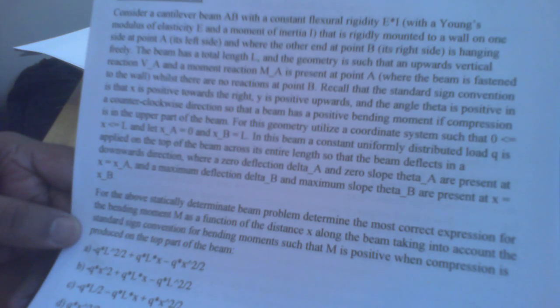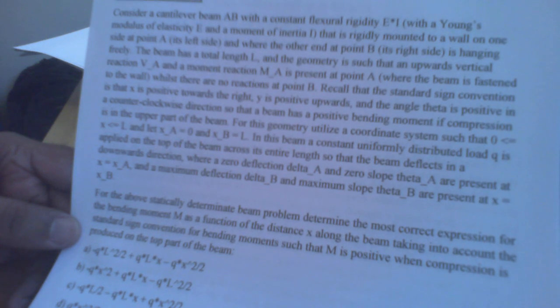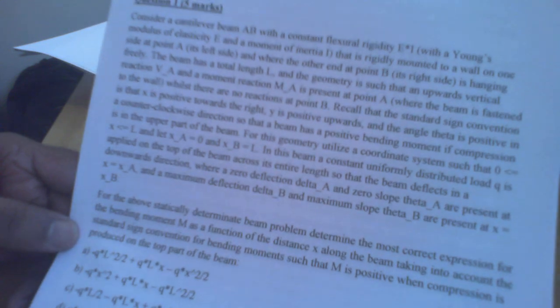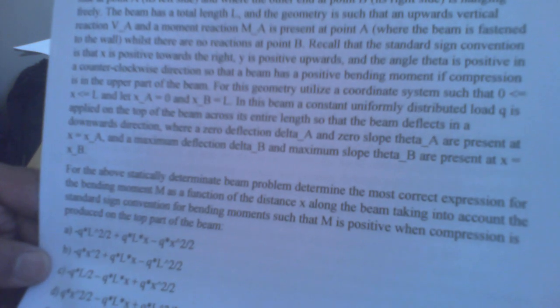In this beam, a constant, uniformly distributed load Q is applied on top of the beam across its entire length, so that the beam deflects in a downwards direction, where zero deflection delta A and a zero slope theta A are present at x equal to xa, and a maximum deflection delta B and a maximum slope theta B are present at x equal to xb.